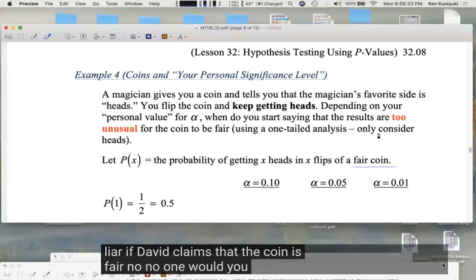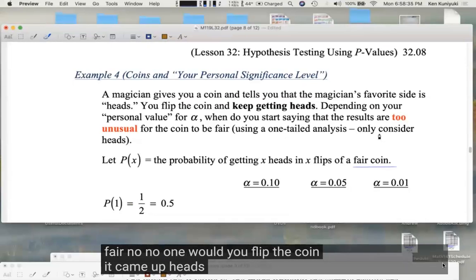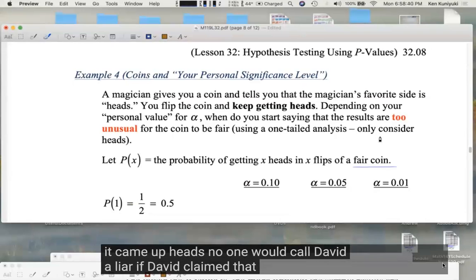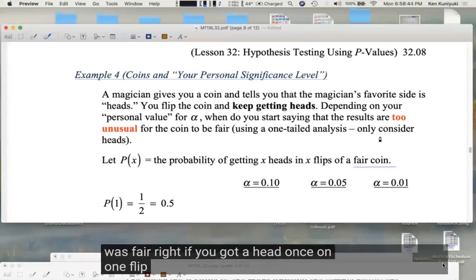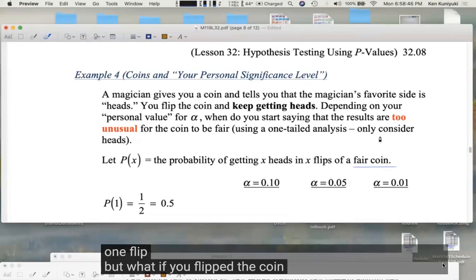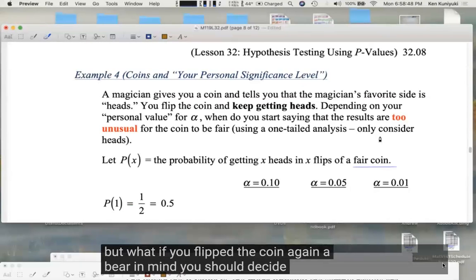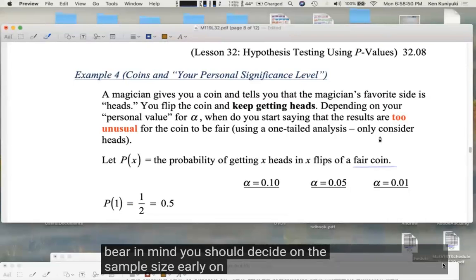No, no one would. You flipped the coin, it came up heads. No one would call David a liar if David claimed that his coin was fair, right? If you got a head once on one flip. But what if you flip the coin again? Bear in mind, you should decide on the sample size early on, right?